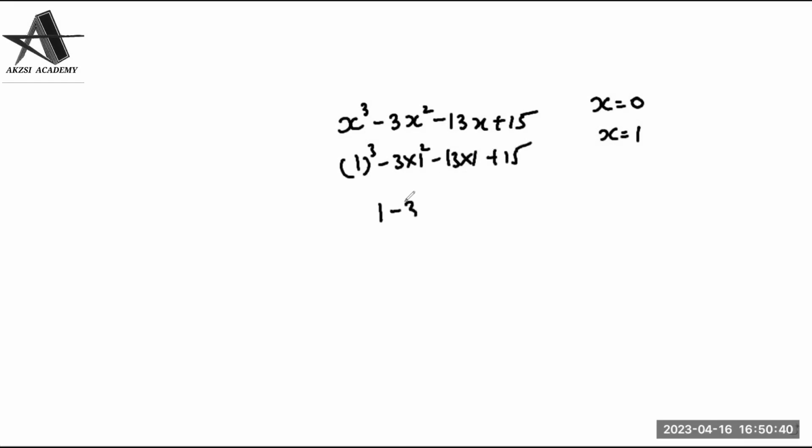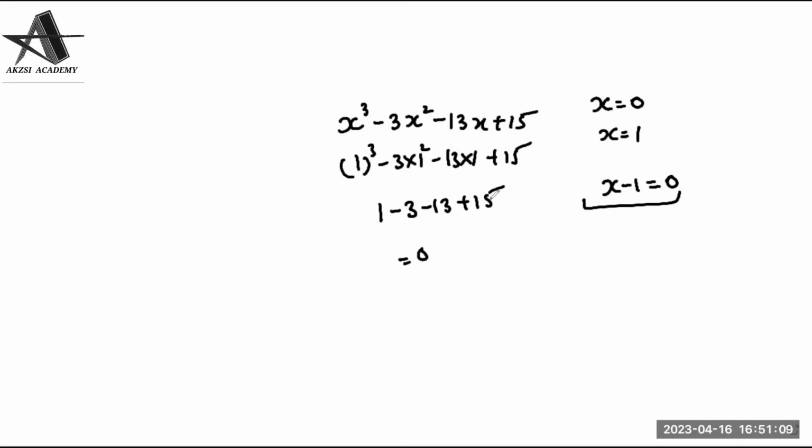This is 1 minus 3 minus 13 plus 15. So yes, this is giving me 0. That means x equals 1 is the answer for this solution. Or I can say x minus 1 equals 0 is one of the factors of this given equation. So if we know one of the factors, the next thing is we have to find the other factors.